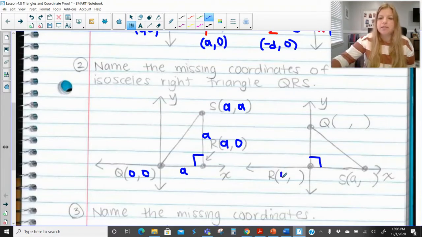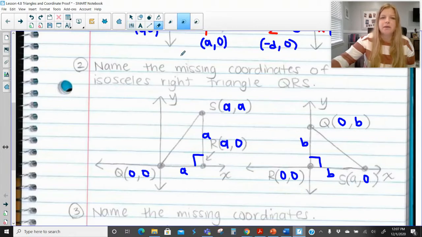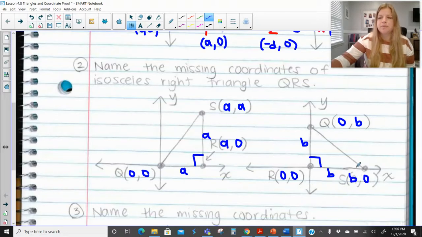This one here, R is clearly at (0, 0). If I want this to be isosceles, let's say I call this B. So Q is at (0, B). It's B units high. S is at A units. Actually, I'm going to turn that into a B. I used A for whatever reason, and then 0 on the y. And I know that's a little messy, so let me clean that up. I had an A there, but I just decided to change my variable to B. Okay, and so it's B units out on the x-axis, 0 units up.